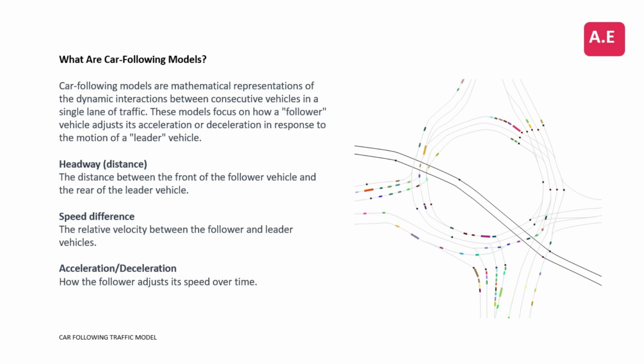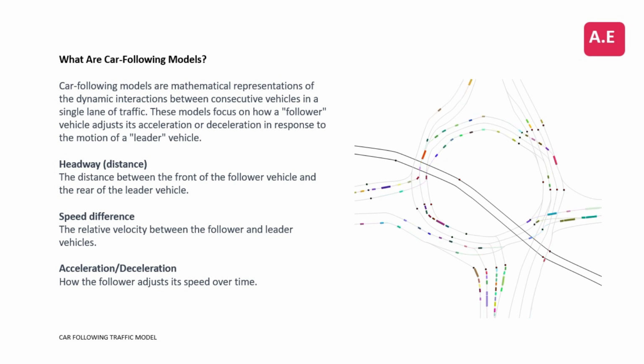Headway distance, the distance between the front of the follower vehicle and the rear of the leader vehicle. Speed difference, the relative velocity between the follower and leader vehicles. Acceleration/deceleration, how the follower adjusts its speed over time.